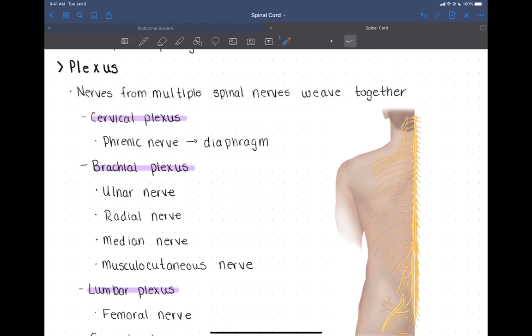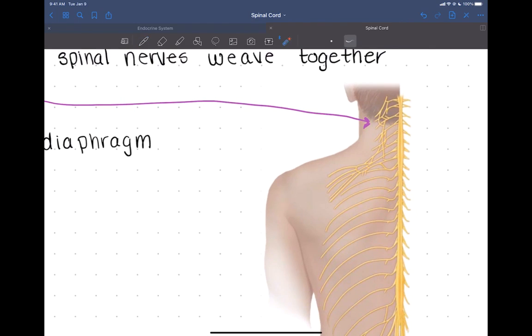We have three specific plexuses that are really important. Our first one is the cervical plexus. Cervical means neck, so that tells us it'll be at the neck. So this is our cervical plexus. You can see all of these nerves. A spinal nerve comes off, weaves with the one above it and the one below it, and then they send branches out all over the place, forming this kind of web.